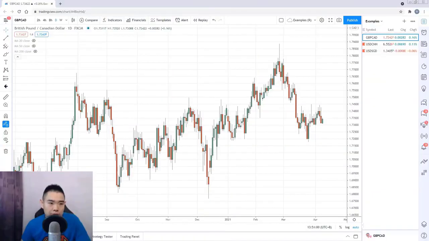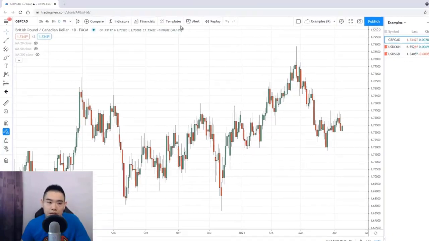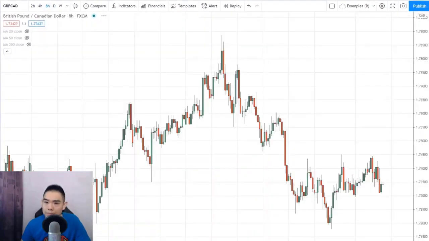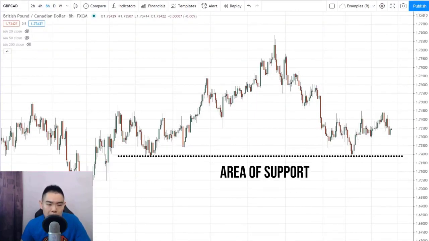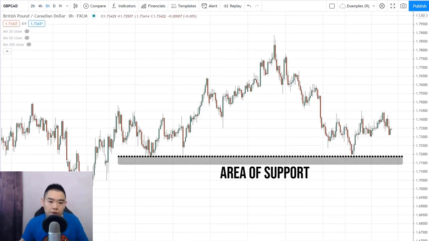So this is, for example, Pound Canadian. Let's say you're looking at this chart maybe on the 8-hour time frame. Okay, and you zoom out a little bit and you realize, oh, this market seems like a good place to buy. This is an area of support. Don't worry if you're not familiar with this technical term. I'll explain more in a later section.